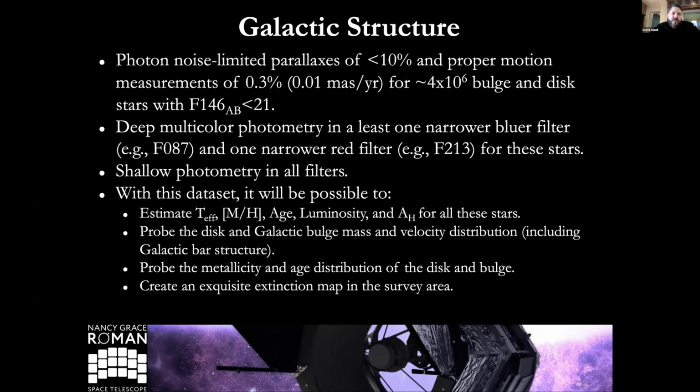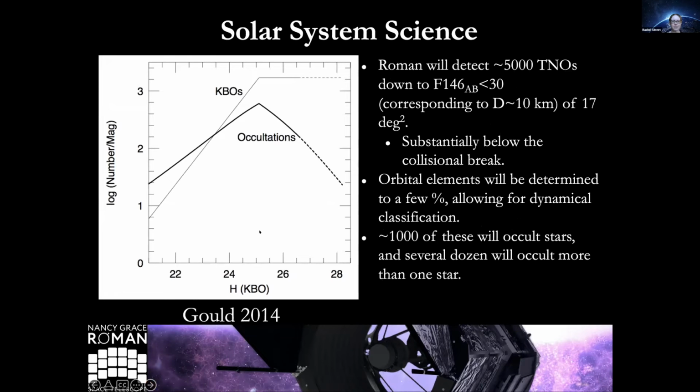We'll get the multicolor photometry. And so with this data set in all the filters, by just tiling the whole field occasionally in all filters, it would be relatively shallow, but still multicolor. And with that data set, it's in principle possible to disentangle effective temperature, crude metallicity, age, luminosity, and extinction for all of those stars. And so we can probe the bulge and disk population along the line of sight using this data set.